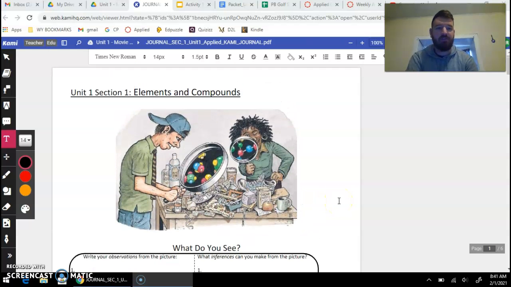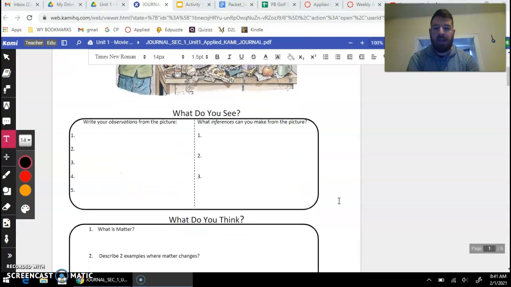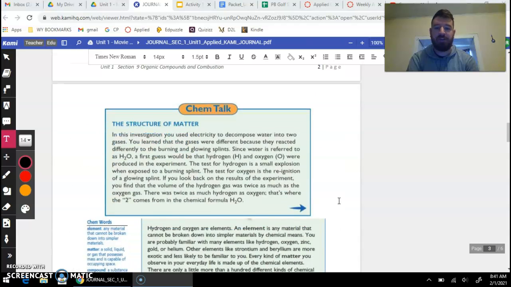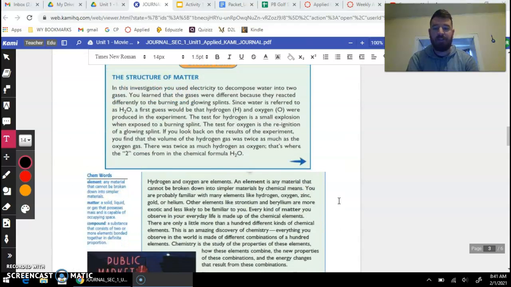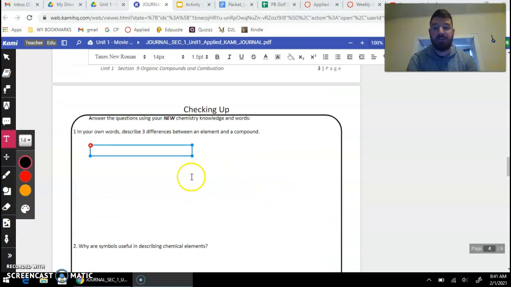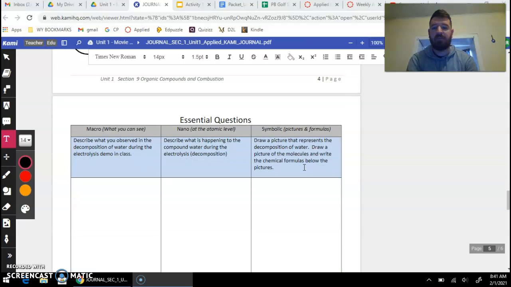So you should have your Unit 1, Section 1 Cambridge Journal out and open. You're going to be handing this in next time I see you. And let's get to it. So the first 2 pages should be completely done. You should have already read the Chem Talk and answered the checking up questions. So we're going to start by going over the checking up questions, and then we will hit the essential questions at the end.